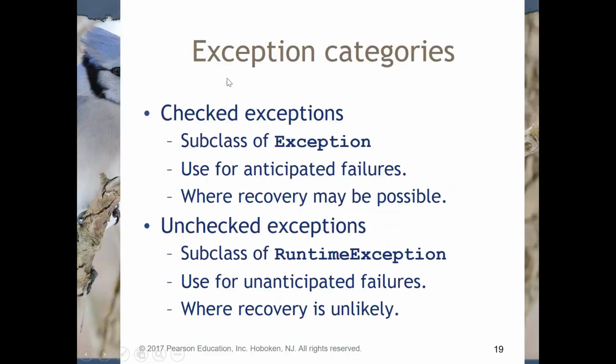Exception categories. Checked exceptions are a subclass of exceptions. Use for anticipated failures where recovery may be possible. So they're saying throw this when you think you'll be able to recover, and you're going to check for it. Unchecked exceptions are a subclass of runtime exception and used for unanticipated failures and where recovery is unlikely. So expected things, you want to inherit from that. Unexpected from here, and then it's up to you to take it from there.